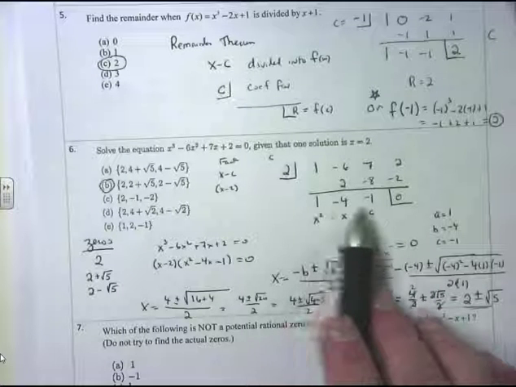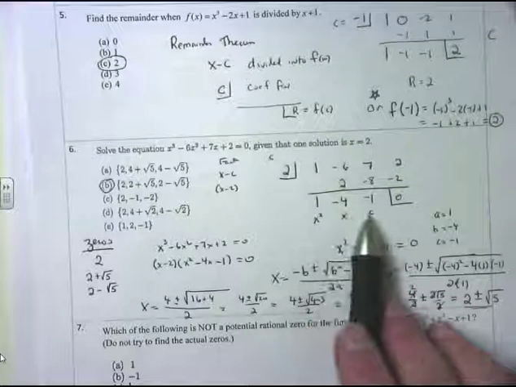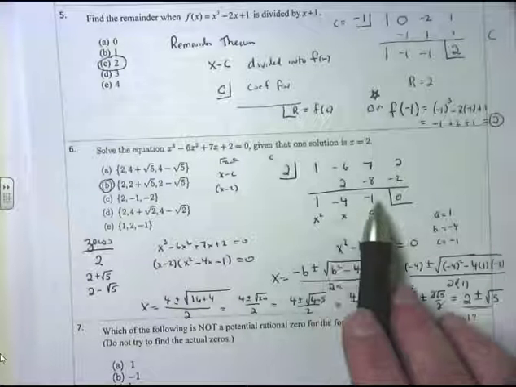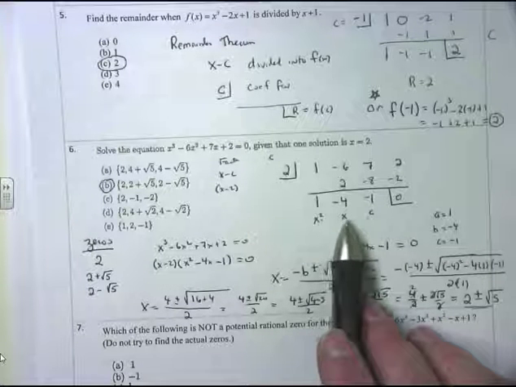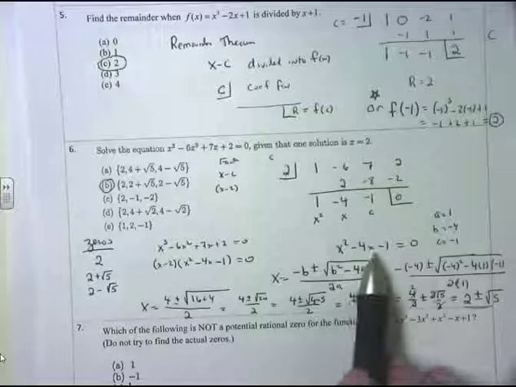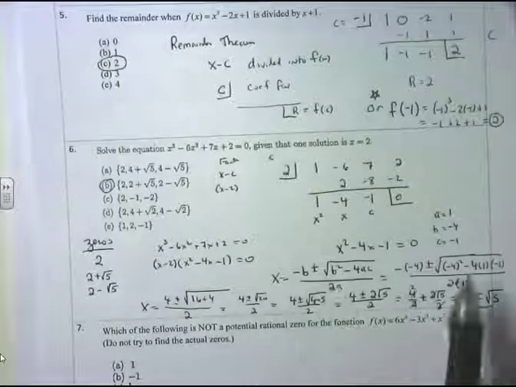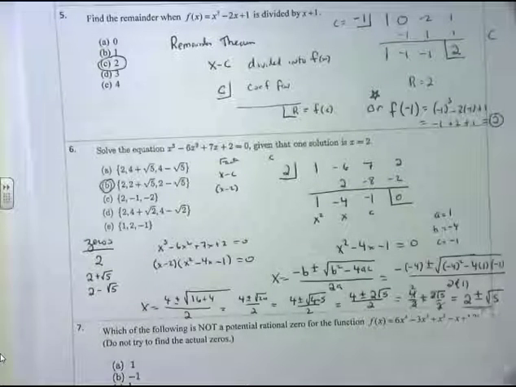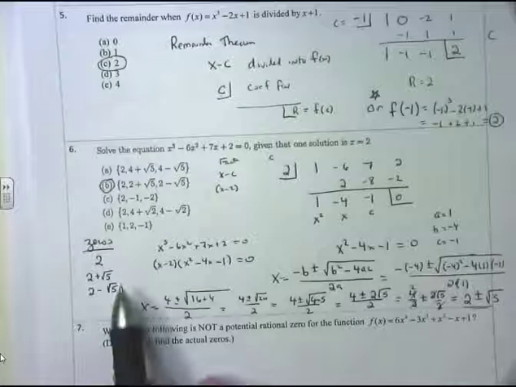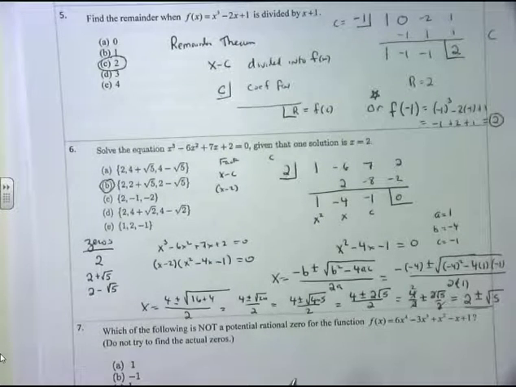And then you got the quotient down here, which is 1, negative 4, negative 1. That gives you x squared minus 4x minus 1, and that's a quadratic. And when you set it equal to 0 to solve, you had to use the quadratic formula, but it gives you the other two zeros. And they are going to be, like I said, conjugate pairs because it didn't factor.